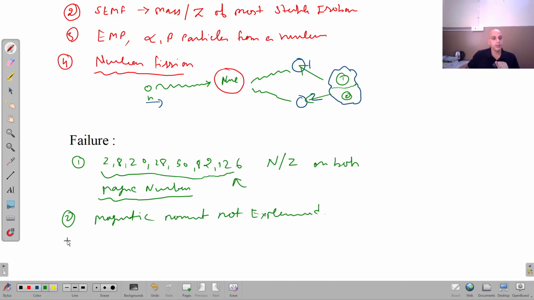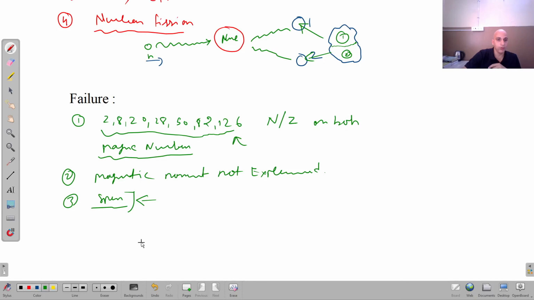right. The third failure is spin. We have come to know that all nuclei that exist in nature possess some type of quantum spin, which we call nuclear spin, but this liquid drop model is totally silent about the spin. It is not able to explain the spin of the different nuclei. So these are the major failures, which led to the foundation of the subsequent nuclear models.